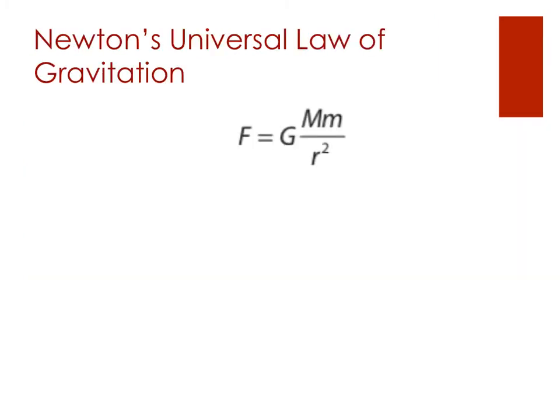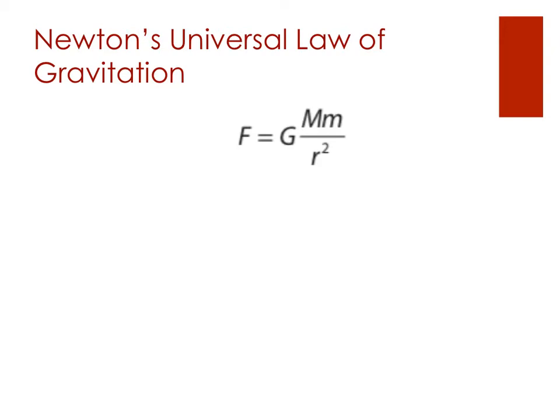Okay, Newton's universal law of gravitation. So the equation I have here is from the data booklet. But really, what does it mean? Well, we've got this force due to gravity, and we know it's going to be an attractive force between any two masses. That's what the reference to universal is trying to say.